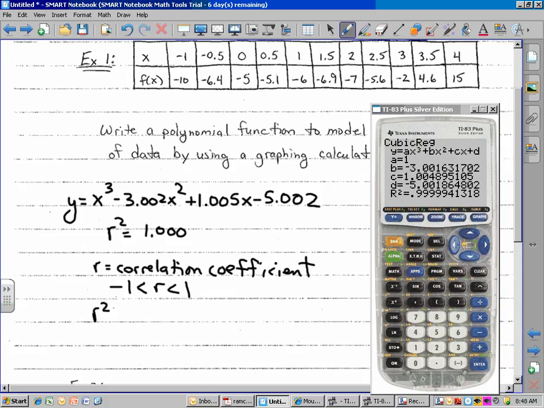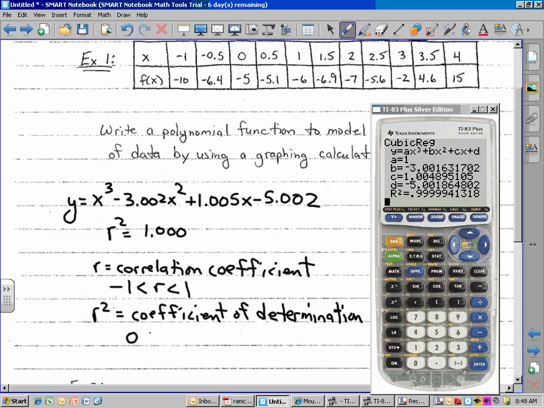R squared, we call the coefficient of determination. Now, quadratic, cubic, quartic, none of those have an r. They all have r squares. So if you want to compare that with linear, you have to look at the r squared.